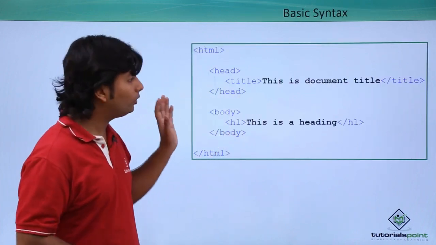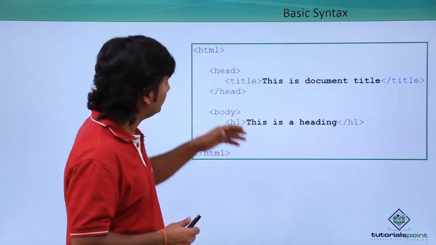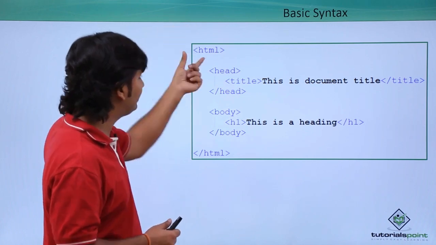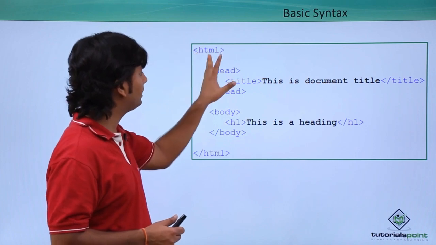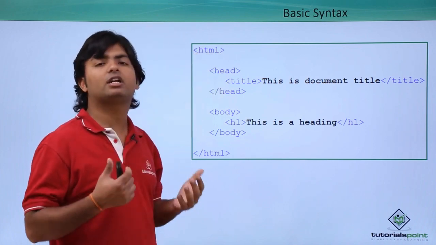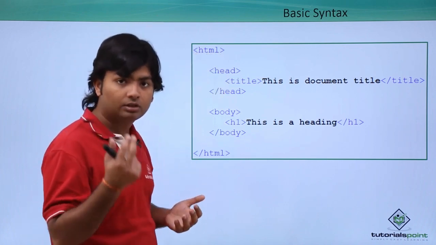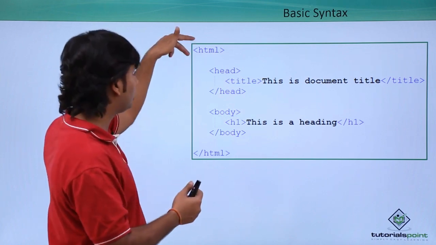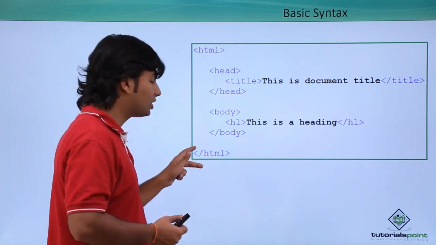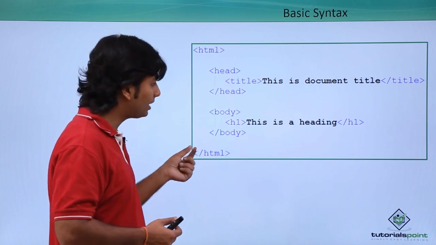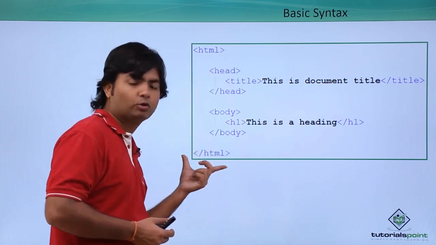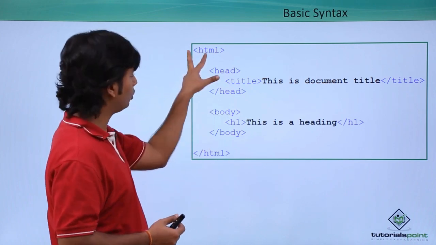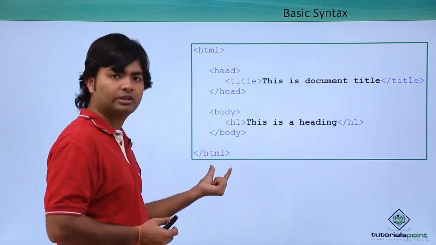So let's see how the HTML looks. Here you can see it's HTML. These are the tags, the angular brackets I was talking about. Whenever an HTML document needs to be created, we start it with the HTML tag, and we finish it with the closing tag of HTML. As you can see, the closing tag has a slash just before the name of the tag. This is the opening tag and this is the closing tag.